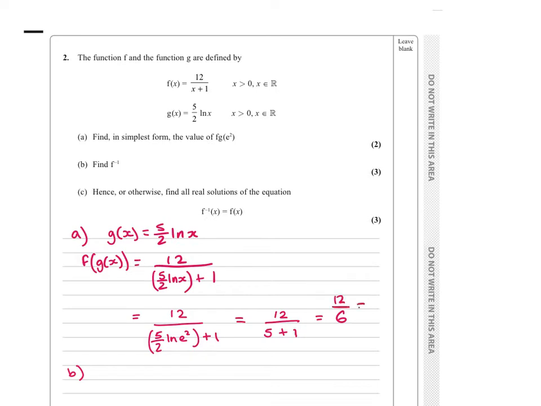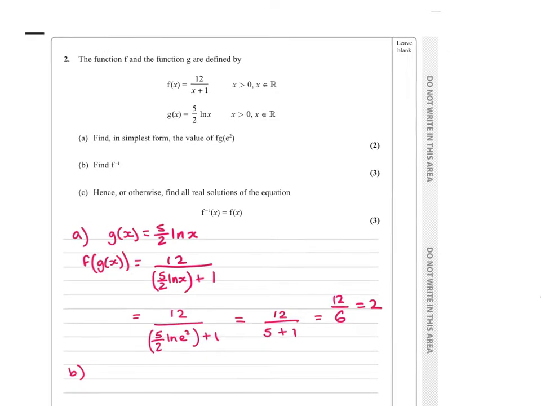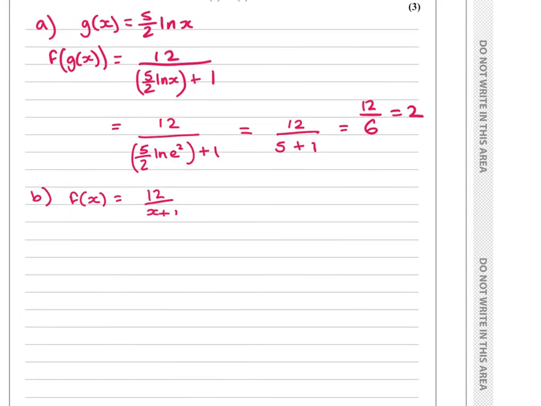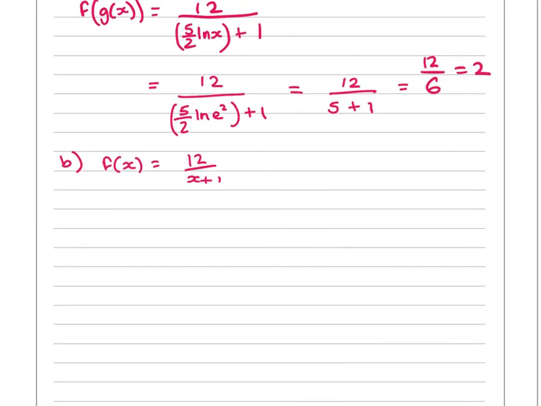12 over 6, which is 2. Okay, part B. We're going to find the inverse function of f. So we know that f of x equals 12 over x plus 1. Now, again, depending on what you were told at GCSE, some of you may remember writing x equals 12 over y plus 1 and then rearranging to get y equals.